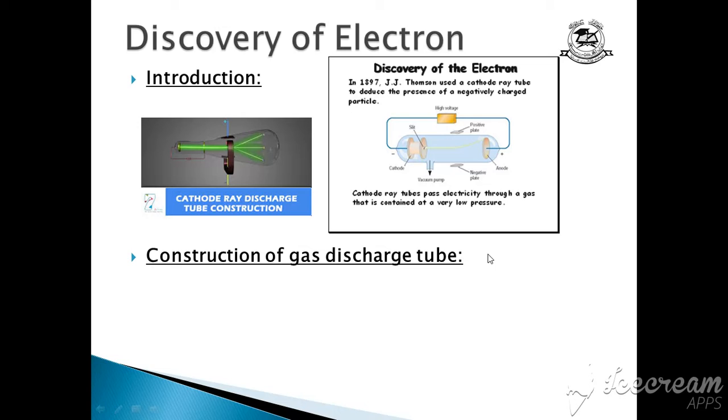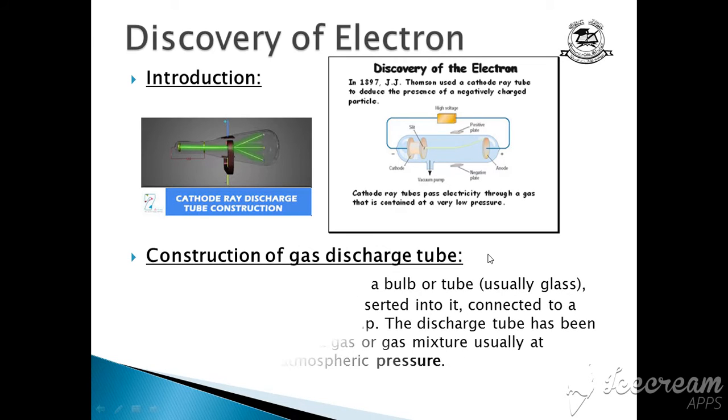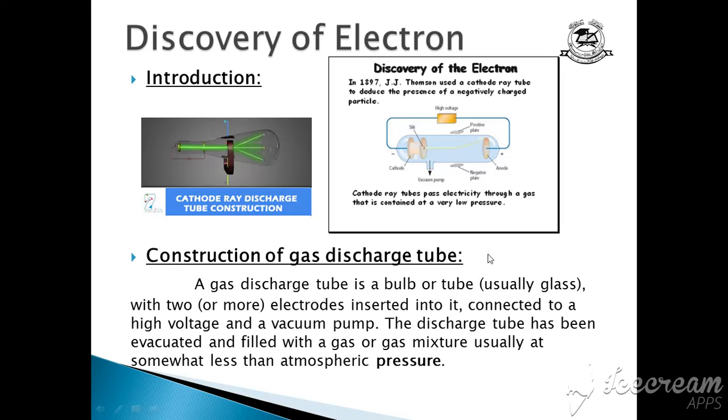This is the original picture. This tube is a glass tube usually, or neon sign or TV tube, which consists of glass tube fitted with two metal electrodes, as I have told you, anode and cathode, connected to a high voltage source and a vacuum pump. You can see here, this is a battery which is giving a high voltage, and this is vacuum pump, and it has filled a gas inside. Okay, so what are the parts? Anode, cathode, a gas inside, vacuum pump, and a high voltage battery.